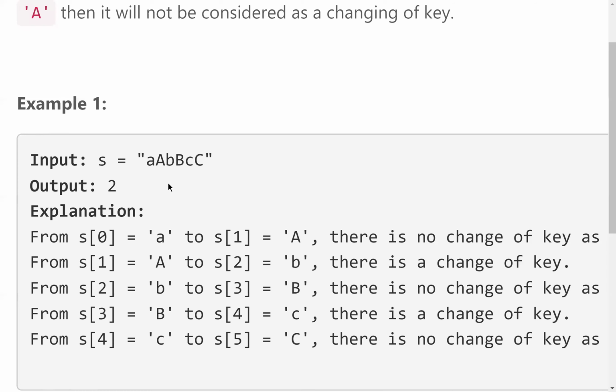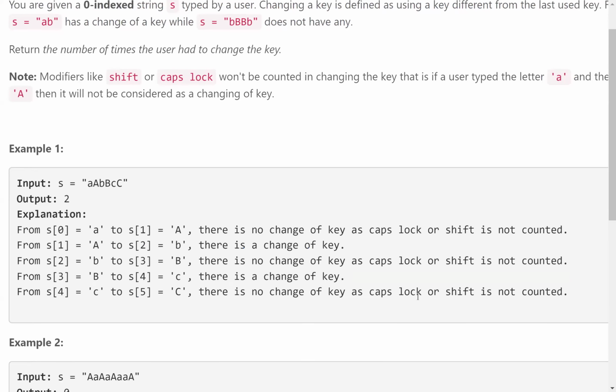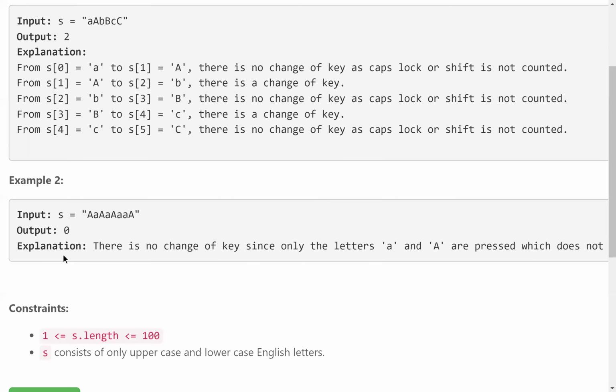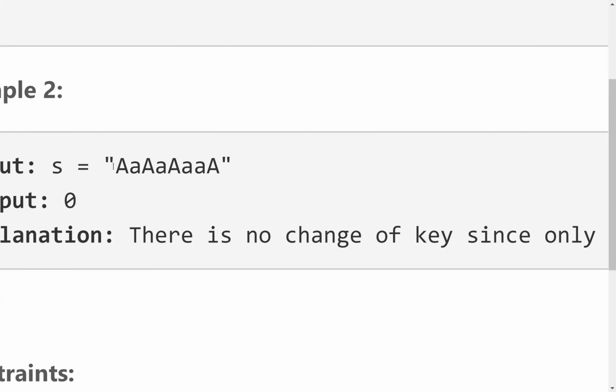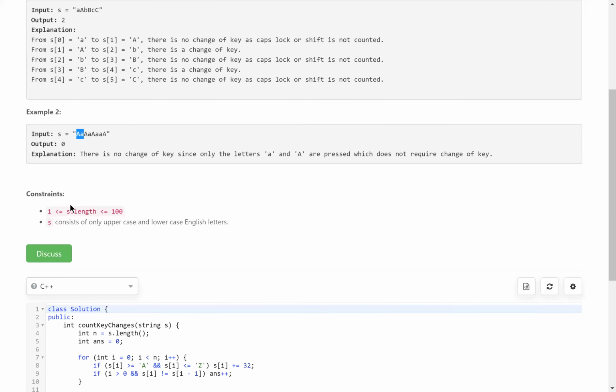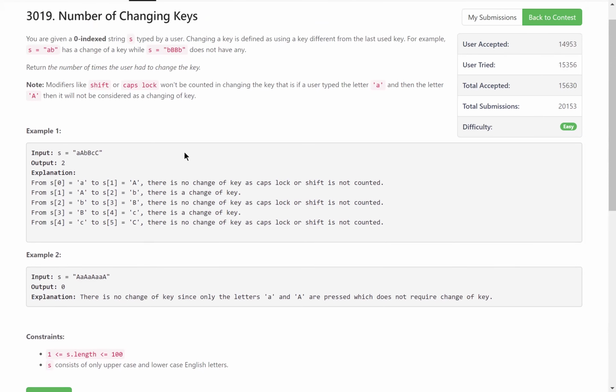And let's see in the example test case. Yeah, they have also given the answer 2. And they have just given a dry run of just the same thing which we did here. In the second example test case, they have been using the same key, that is A. The character is either capital A or small a. In both the cases, we are using the same key. So there is no change in the key. The string is quite small and it can have both uppercase and lowercase characters as we saw in the example test case. And we have to tell the number of times the key changed.